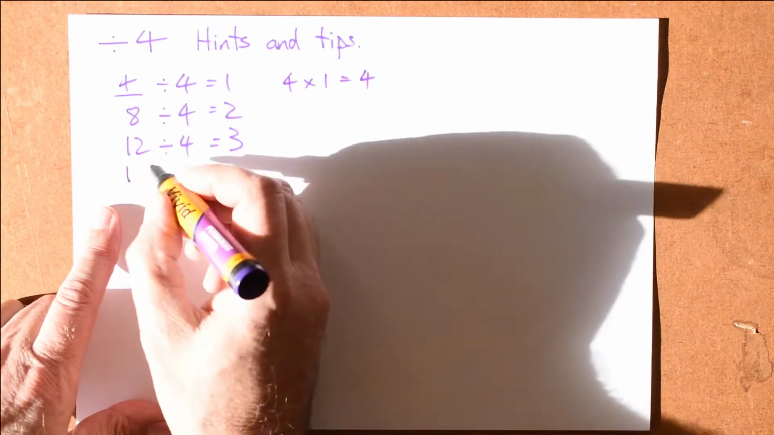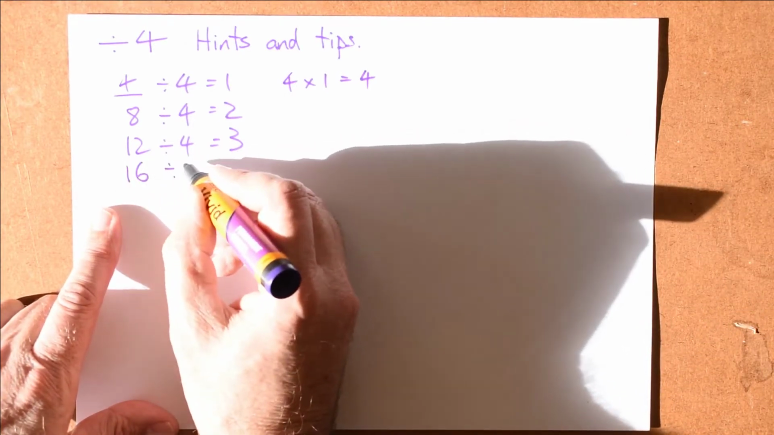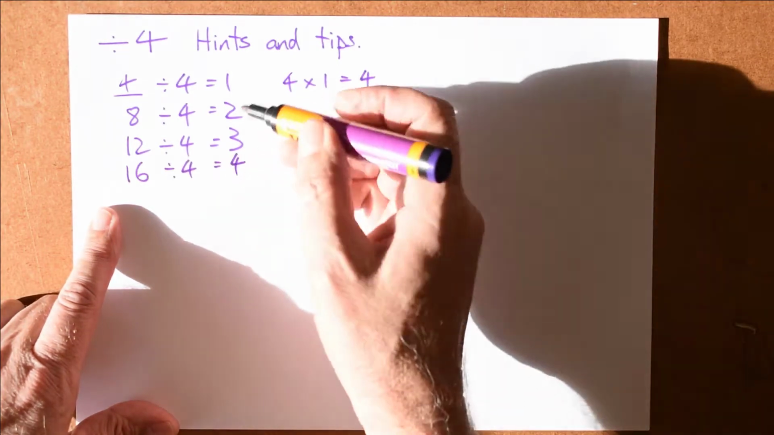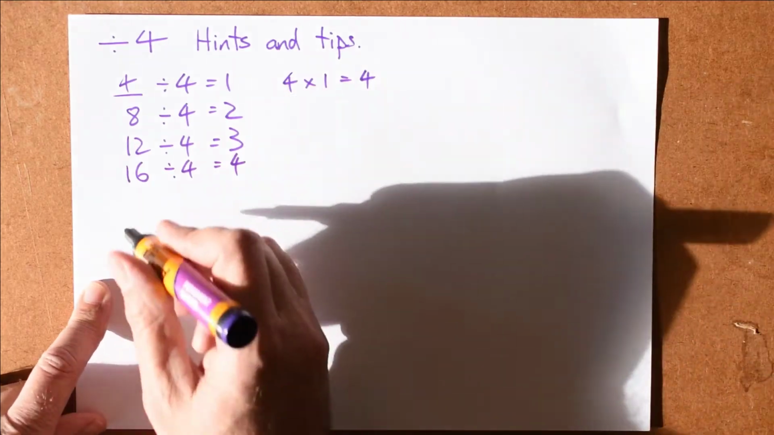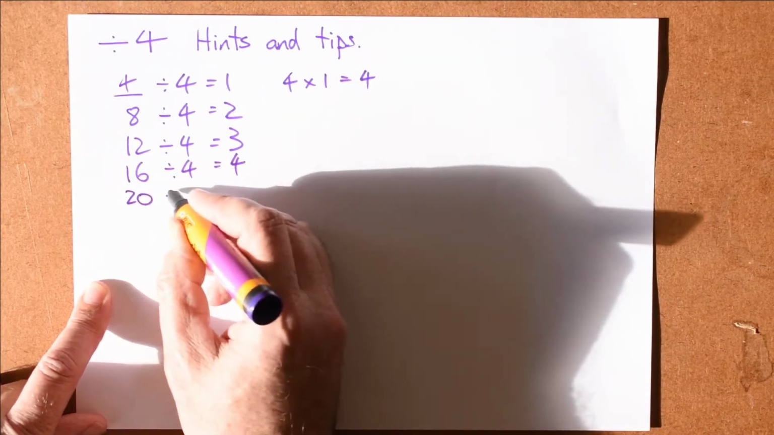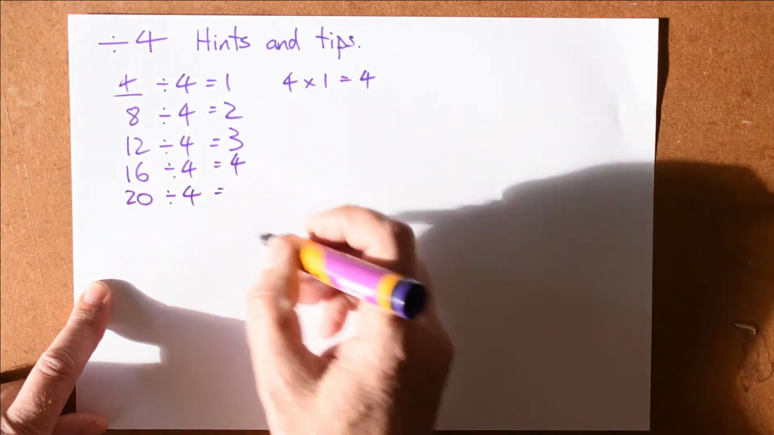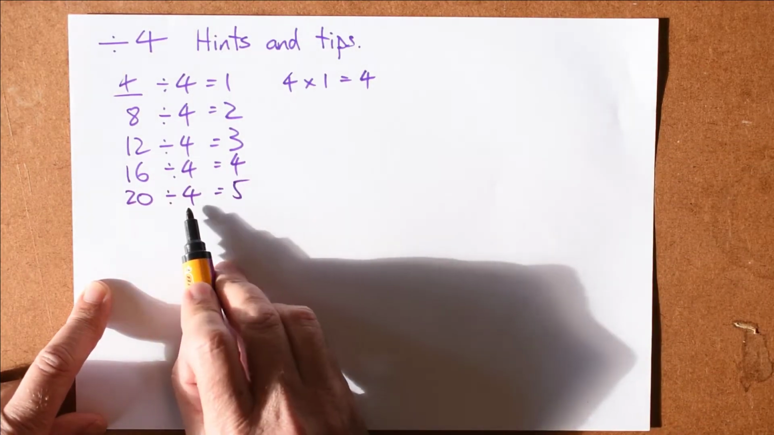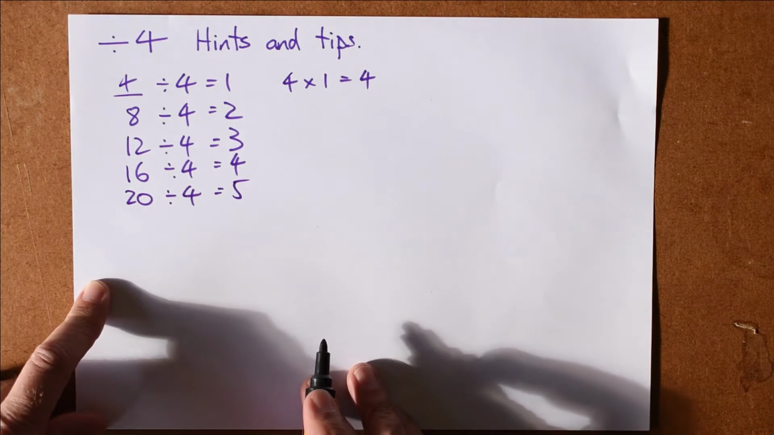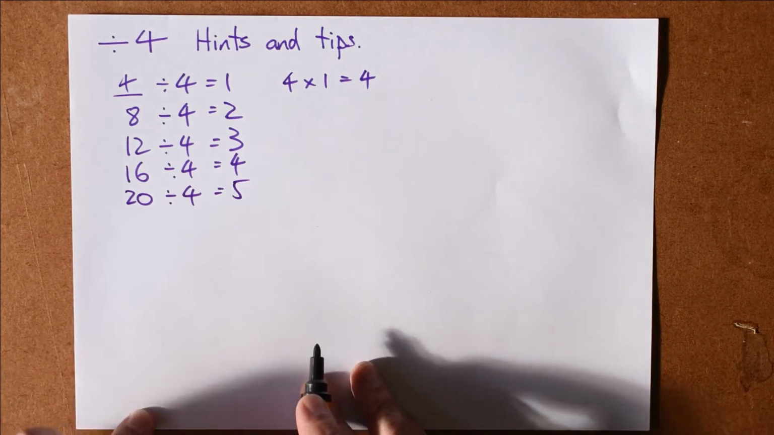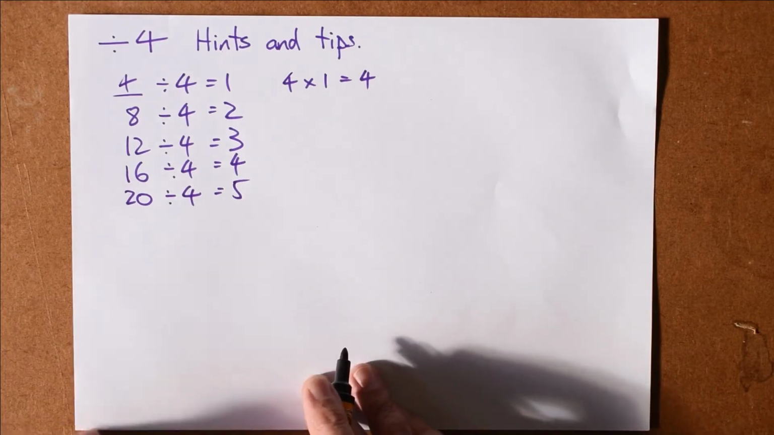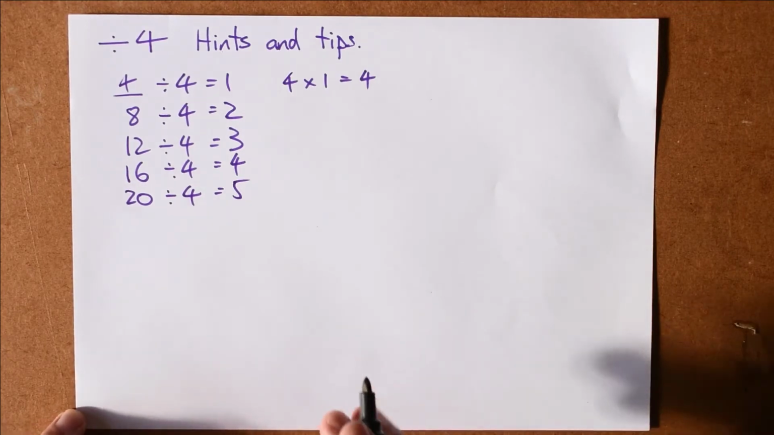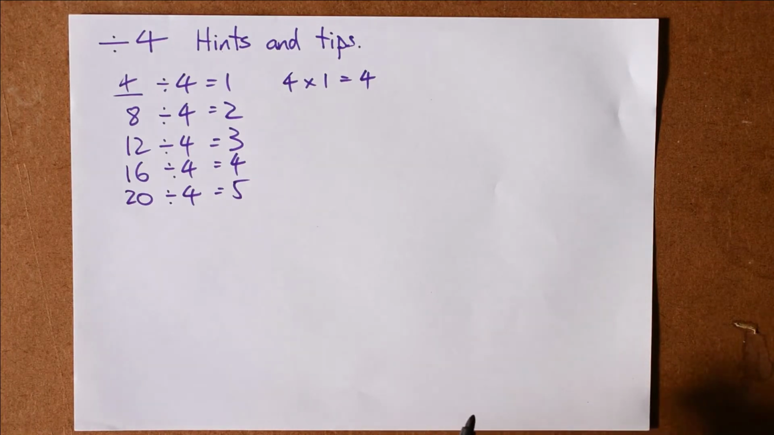So the next one in the sequence is 16. 16 divided by 4 is 4. And now you've started to see this pattern here too. As we go along, the answers are 1, 2, 3, 4. Next one is 20. So 20 chopped into 4 parts gives you 5. So rather than you sitting here watching me do all of these out, have a go for yourself. Practice, see how it looks. I'll just pause it for a while and see if you can work them out for yourself.